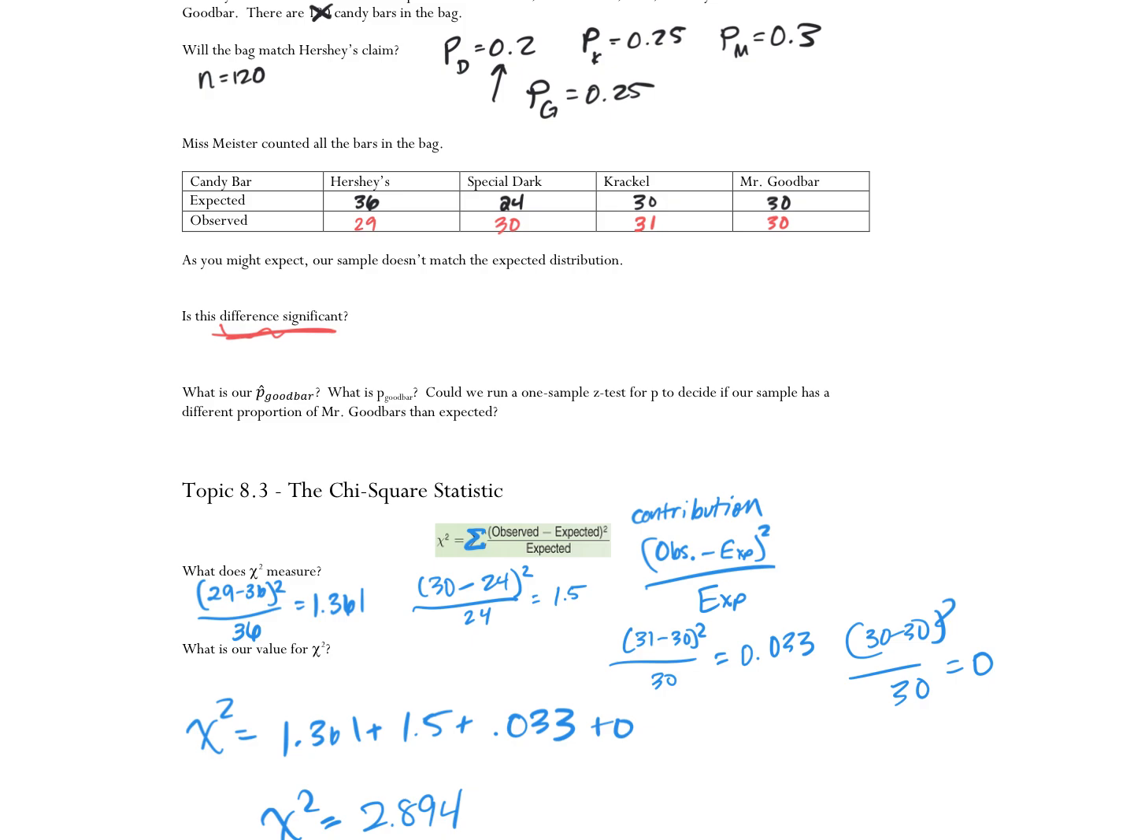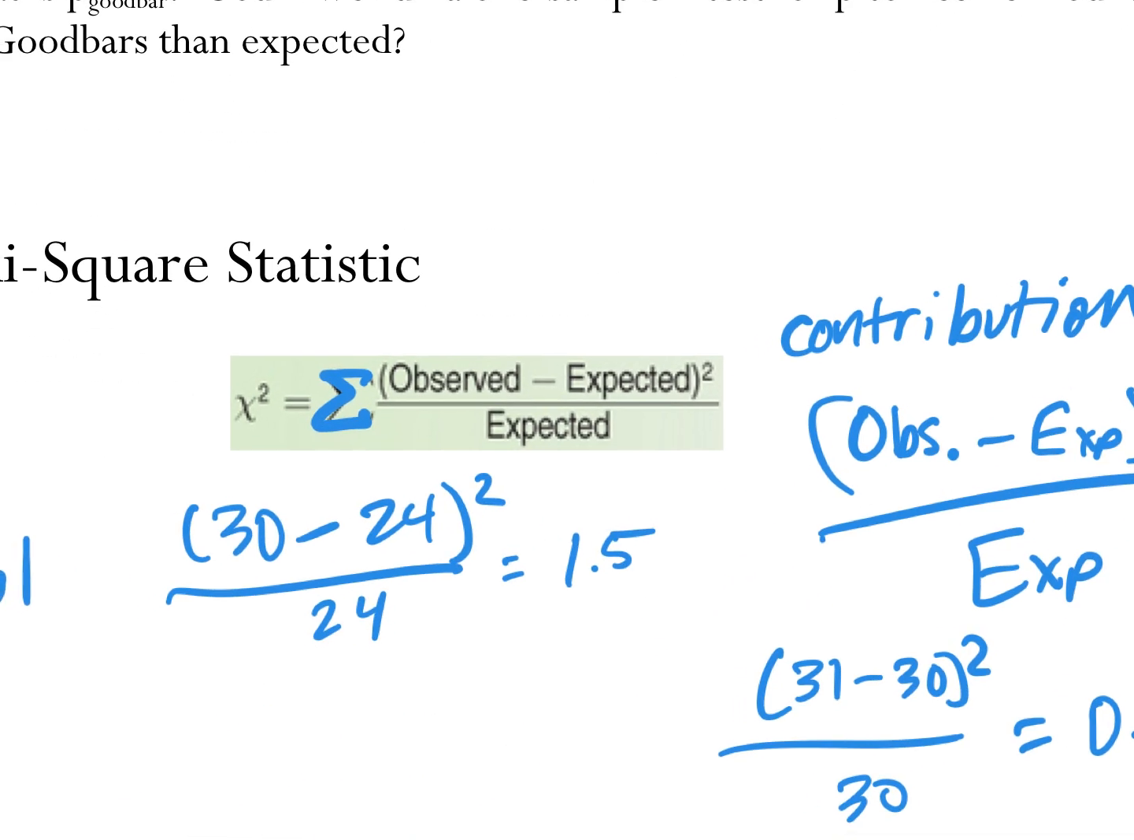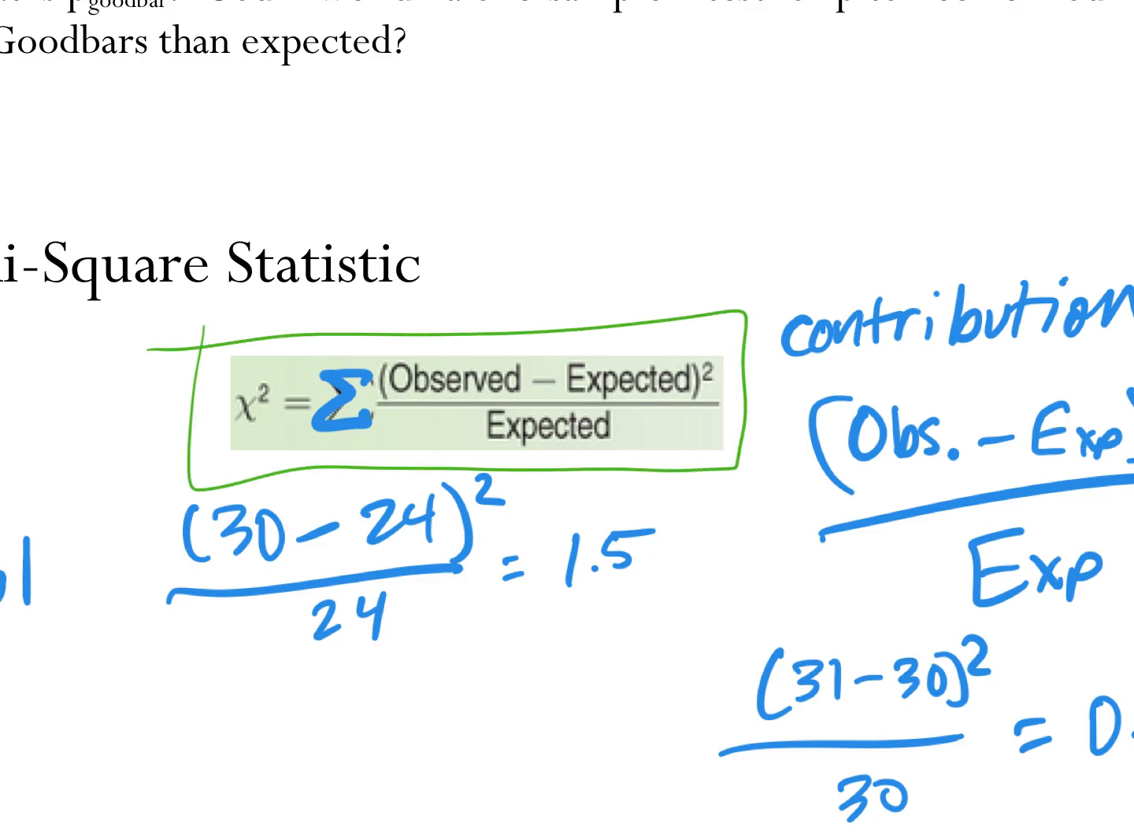So I'm going to copy this because we're going to need it later. This formula for chi-squared is written on your formula sheet, so you wouldn't have to memorize it. You just need to be able to recognize that what you're doing is finding the contributions here for each category, yeah?